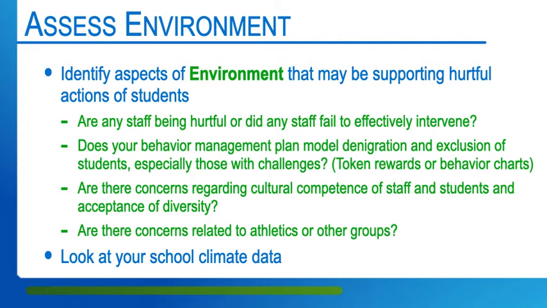The third and exceptionally important aspect of the civil rights requirements response is to assess and correct the environment. So, identify any aspects of the environment that may be supporting the hurtful actions of students. Are any staff being hurtful, or did any staff fail to effectively intervene? Does your behavior management plan model denigration and exclusion of certain students, especially students with challenges? Are you using token rewards or behavior charts? Are there concerns regarding cultural competence of staff and students and the acceptance of diversity? Are there concerns related to athletics or other groups and their standards and perspectives?